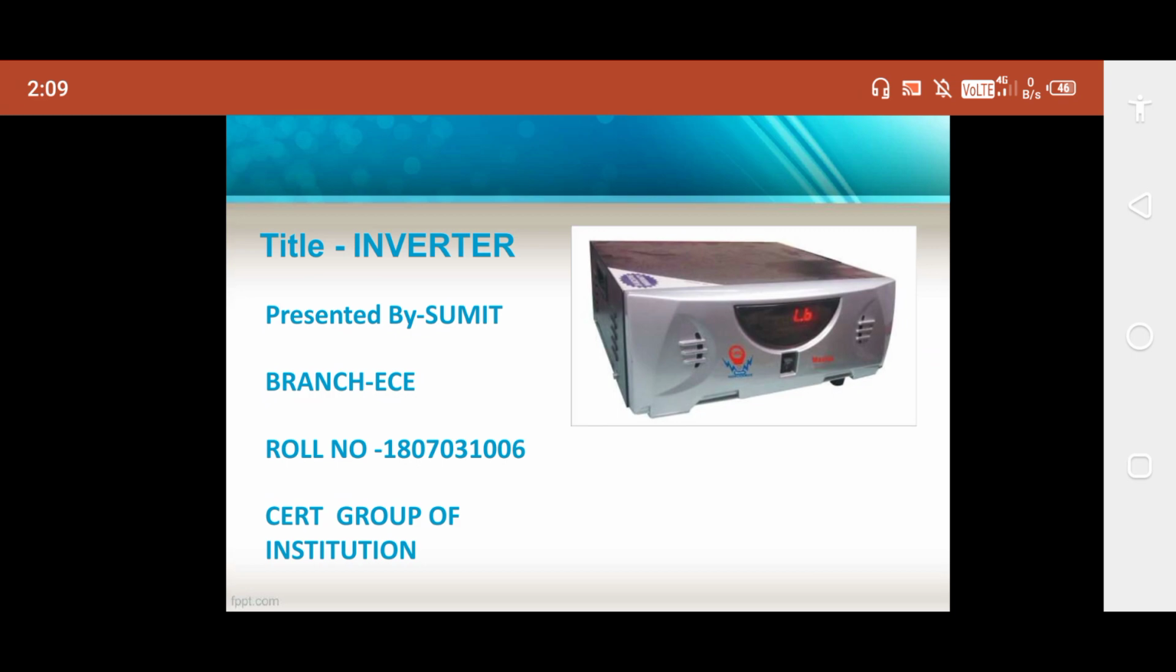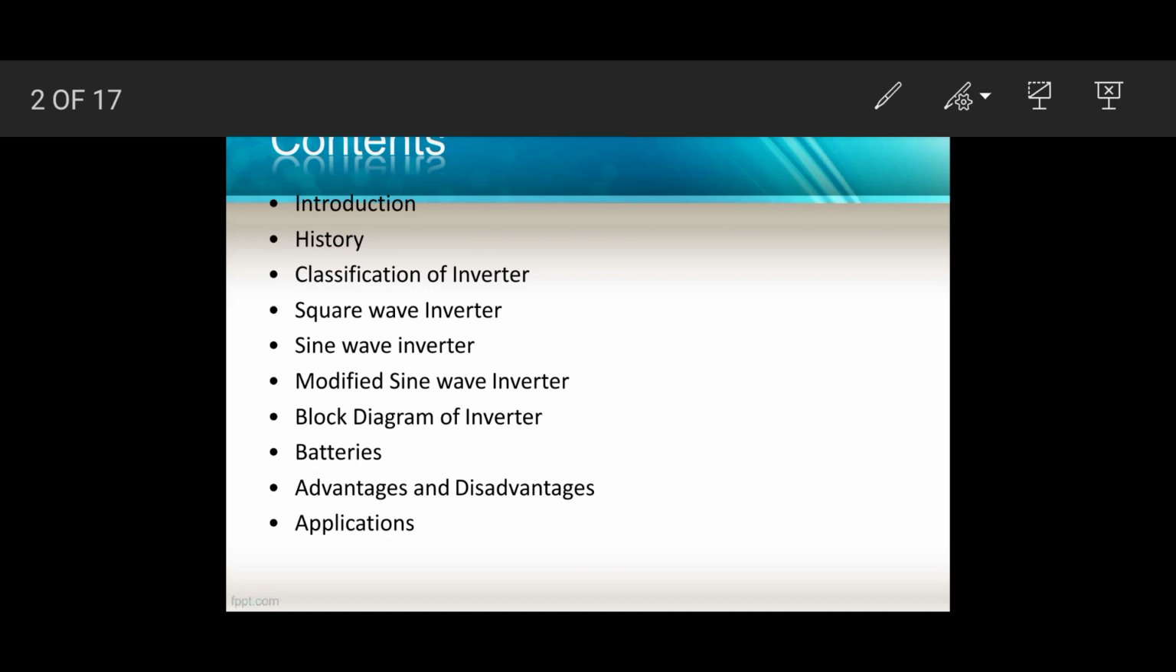Title: Inverter. I am going to tell you about inverters, their functions, working and applications. These are the contents we are going to see: introduction, history, classification of inverter, square wave inverter, sine wave inverter, modified sine wave inverter, block diagram of inverter, batteries, advantages and disadvantages, and applications.